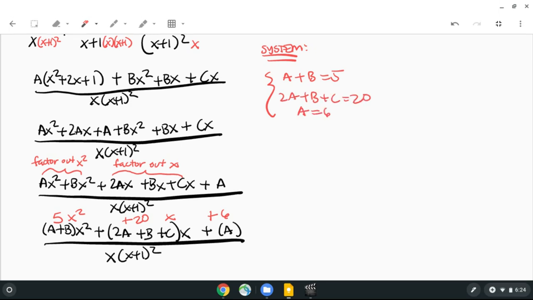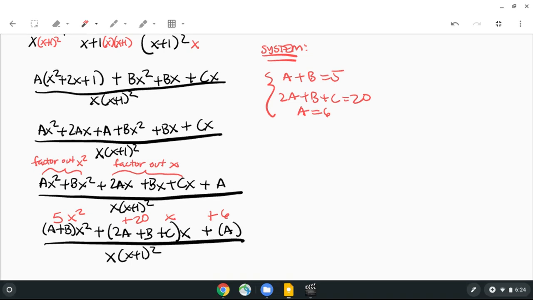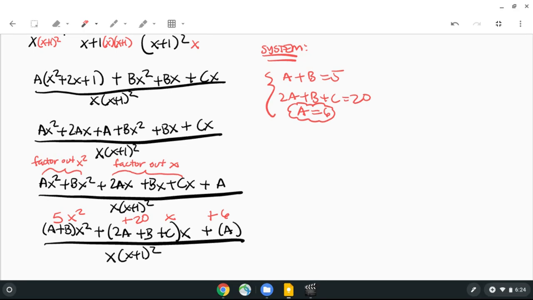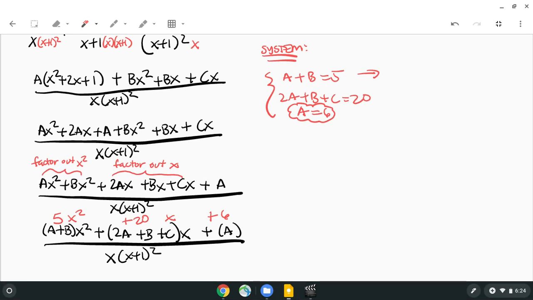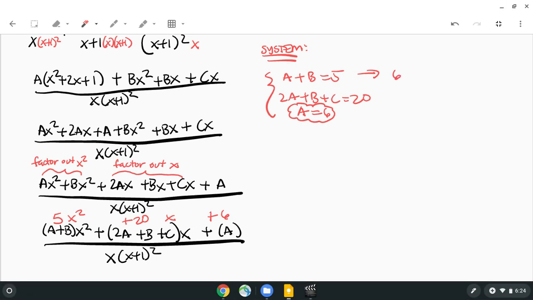So we already have one answer. Excellent. I'm going to plug that into the first equation and back substitute. Here I get 6 plus b equals 5, so b equals -1.